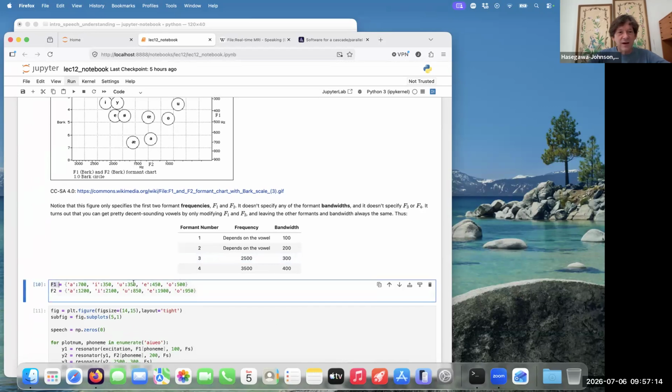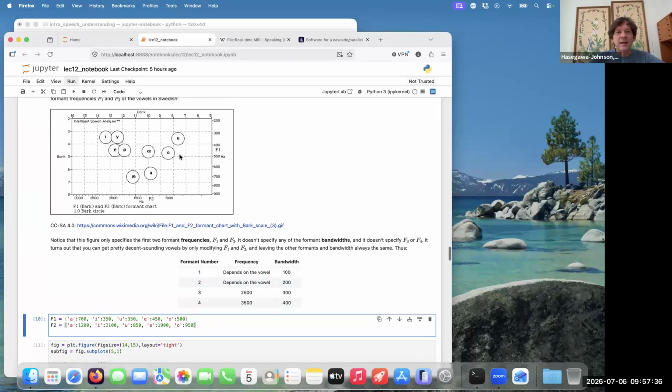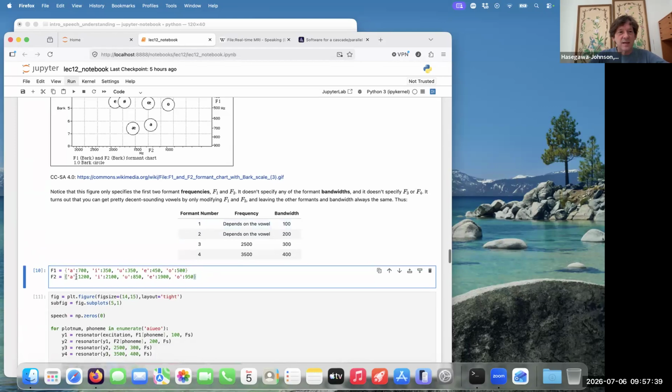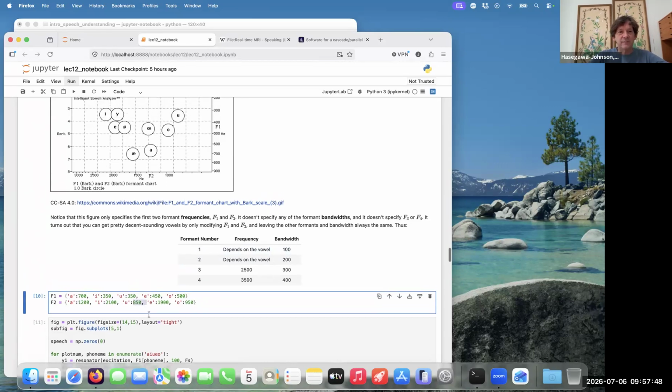So we can create the five vowels of Japanese by creating an F1 dictionary. Ah has an F1 of about 700. Well, yeah, there it is, 700. E has an F1 of about 350. U is also 350. I has an F1 of about 450, and O is also about 450 or 500. I and O are almost the same. For F2, A is at around 1200 hertz, and then E is at 2100, and U is really low at 850.